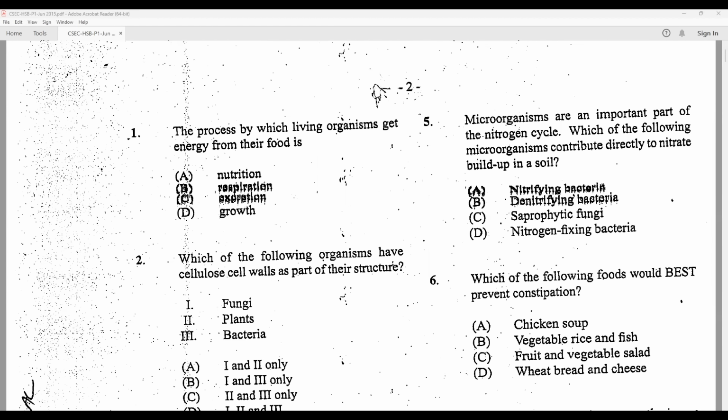At the June 2015 Human and Social Biology paper 1. This is the multiple choice paper, and it has 60 questions, and you have to complete all the questions within the hour and 15 minutes that are designated. The choices are always A, B, C, or D.